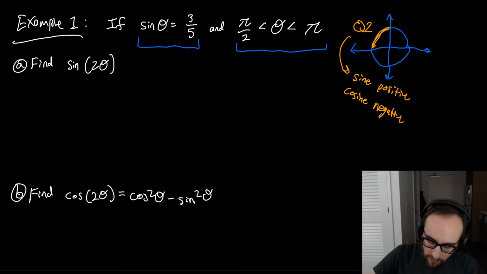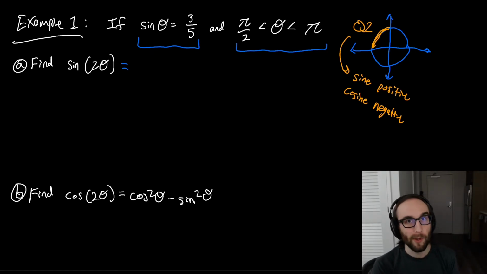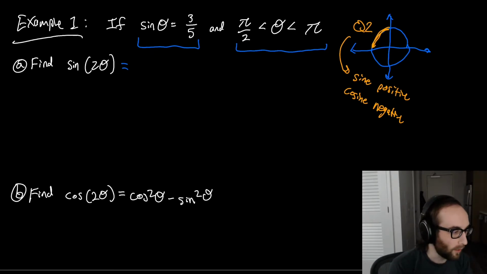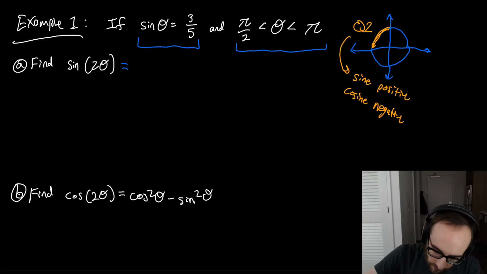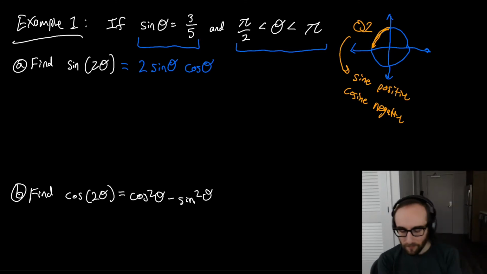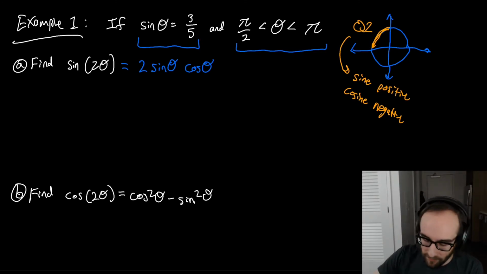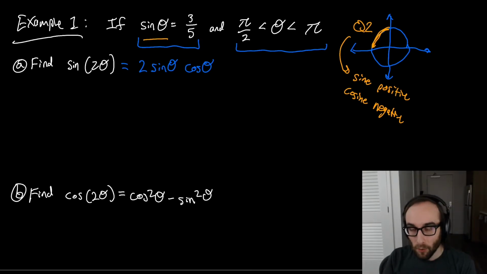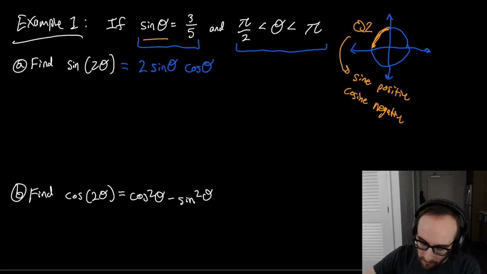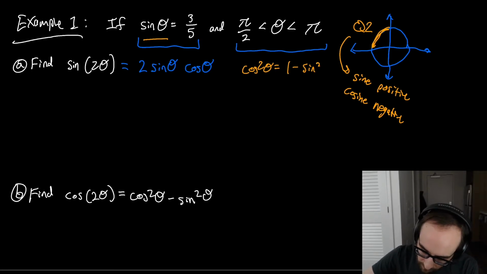What we can do is start off by writing our double angle formula down. Sine of 2 theta is equal to 2 sine theta cosine theta. To rewrite this, we need to find what sine of theta and cosine of theta are. We know sine of theta, we were given it. To find cosine of theta, we can use our Pythagorean identity: cosine squared theta equals 1 minus sine squared theta.